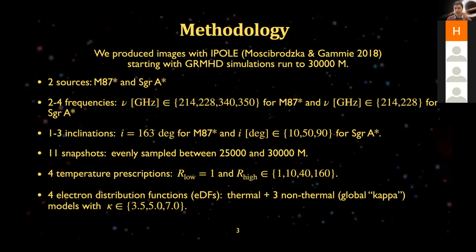4 different values of R high, if you're aware of this kind of temperature prescription that we use for the electrons. And we also worry about the electron distribution function. Usually these are assumed to be thermal, but especially for spectral index, non-thermal electrons matter very much. And so we also look at 3 non-thermal electron distribution functions. These are what we call kappa models that have a thermal core plus a power law tail and 1 free parameter determining the slope of that tail, this kappa of 3.5, 5, or 7, which we use in our cases.